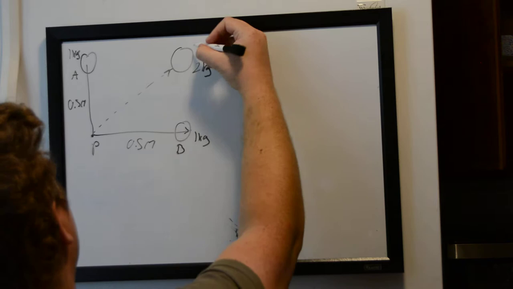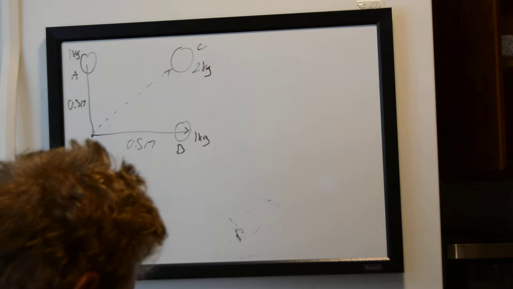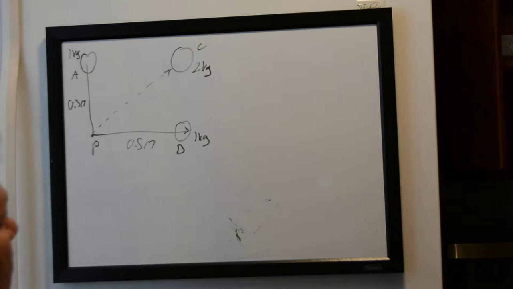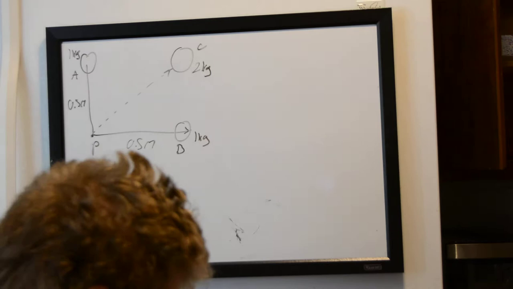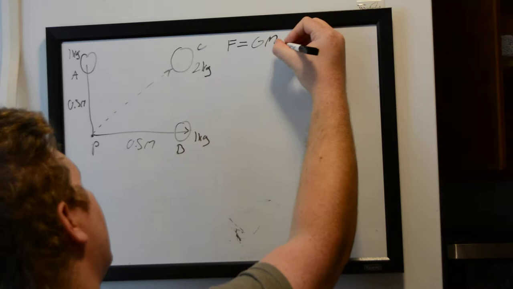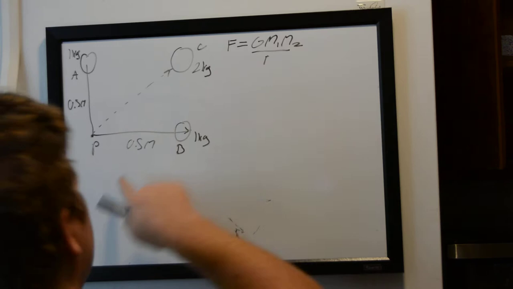So we're asked to find the magnitude and direction of the force that is the resultant force of these three particles A, B, and C on our particle P. So, kind of from earlier, from this chapter anyway, we know that the gravitational force in general is the gravitational constant times the mass of one times the mass of the second over the radius or the distance between the two of them squared.